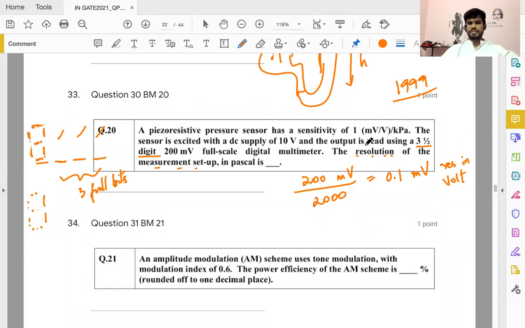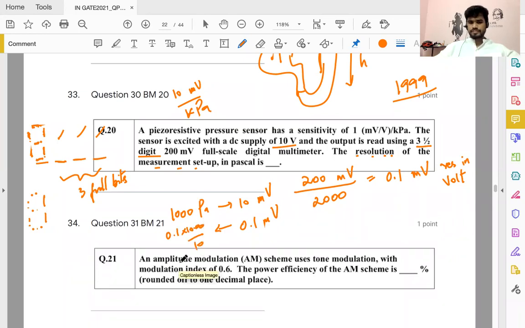So we need to use the sensitivity information. If we apply 10 volts, this becomes 10 millivolt per kilopascal with a 10 volt source, the sensitivity of this. So this is essentially 1000 pascals will give a reading of 10 millivolts. When will you get a reading of 1 millivolt? Okay, this is simple. I suppose this is 0.1 into 1000 by 10. Roughly, this is 2 orders lesser. So 10 pascals will give 0.1 millivolts.